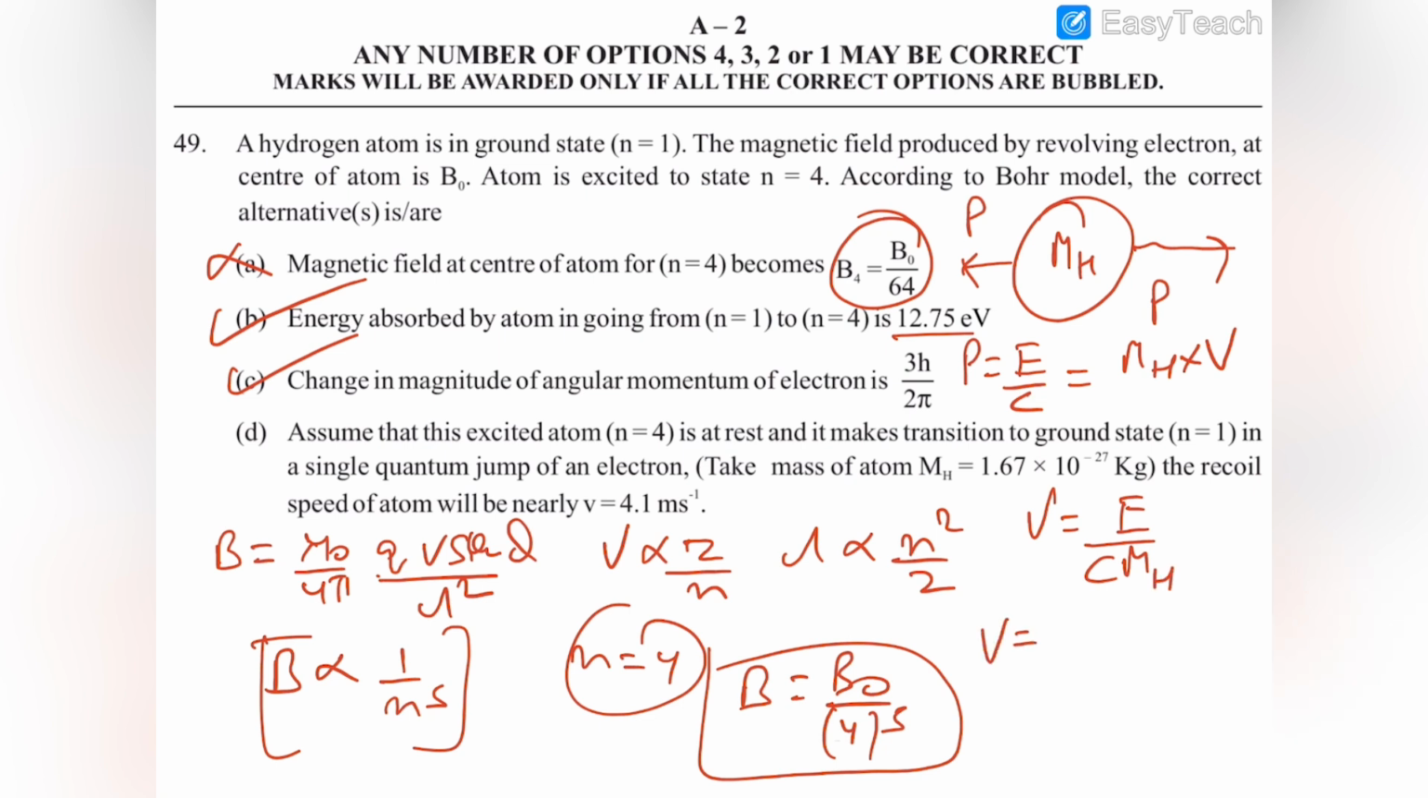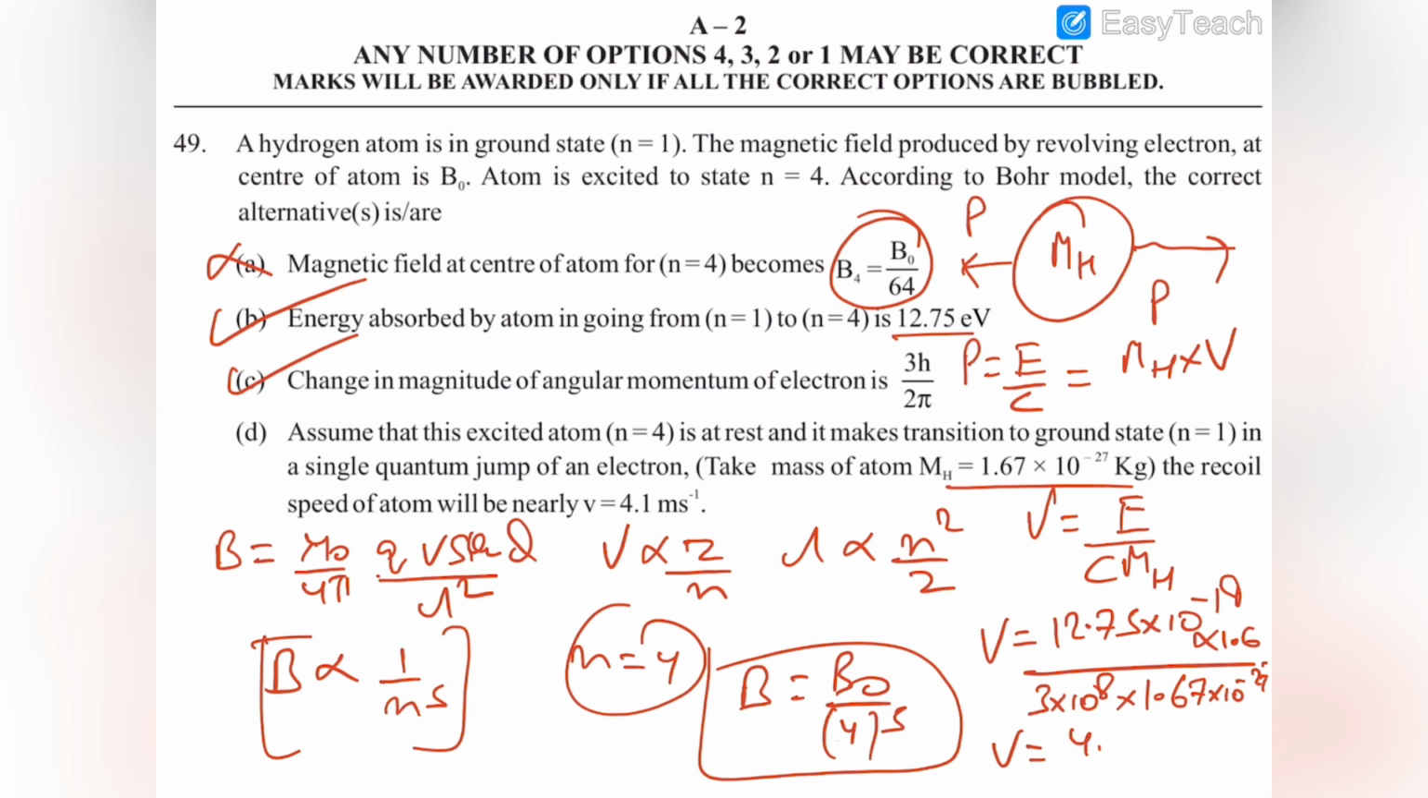Now we know that E is 12.75 into 10 raised to power minus 19 into 1.6 in joules, and C is 3 into 10 raised to power 8, and m_H is given as 1.67 into 10 raised to power minus 27. So this would be nearly 4.1 meters per second, the recoil speed of the atom. So the correct answer would be B, C and D. Now we move on to the next question.